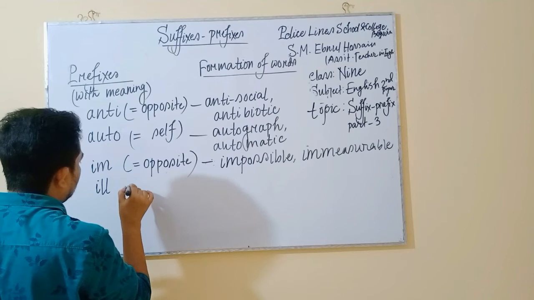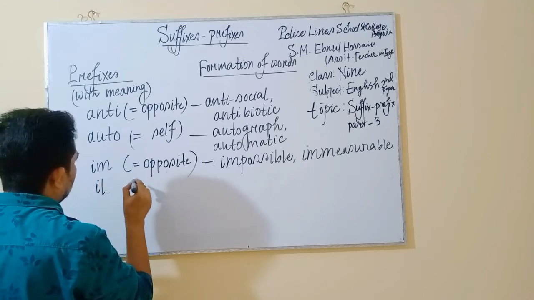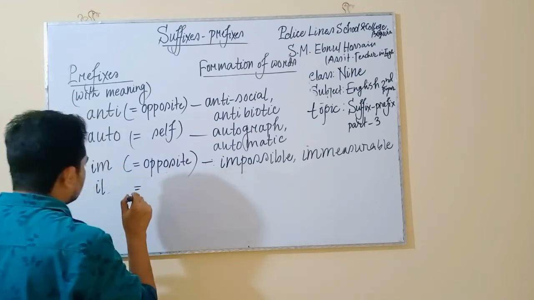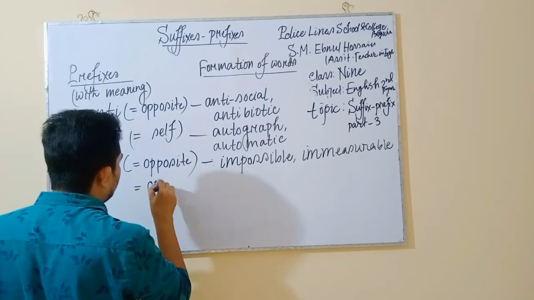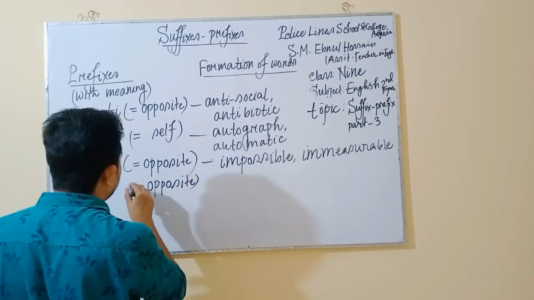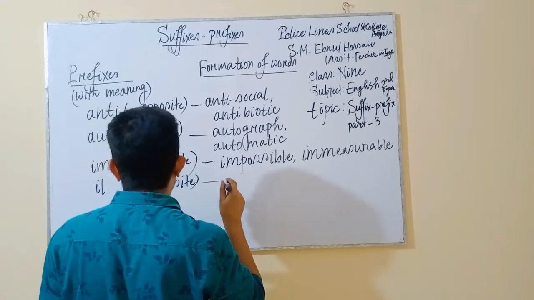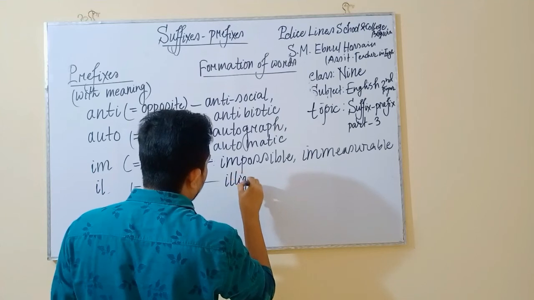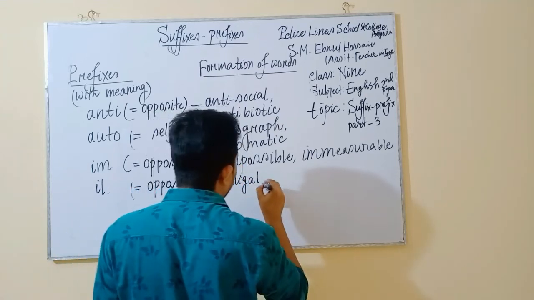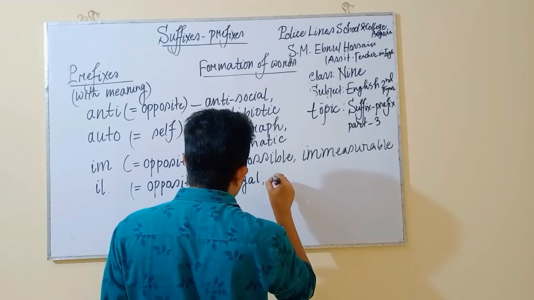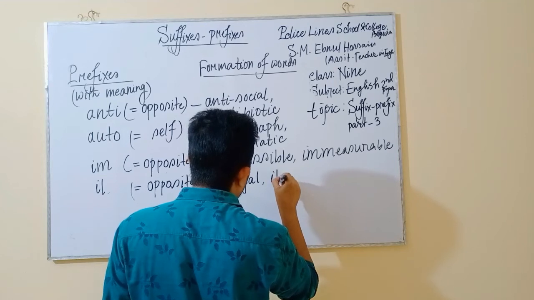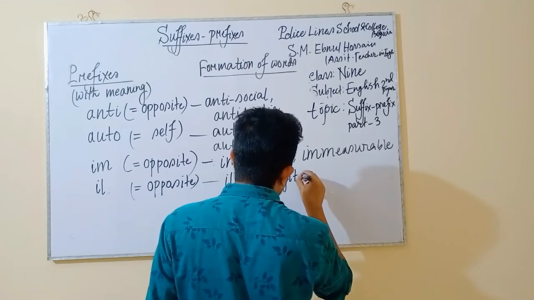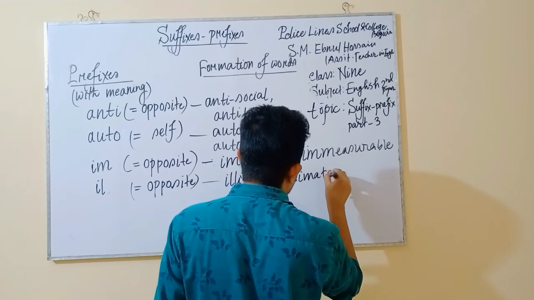IL gives the meaning of the opposite. The words we can form by adding the prefix IL: illegal, illegitimate.